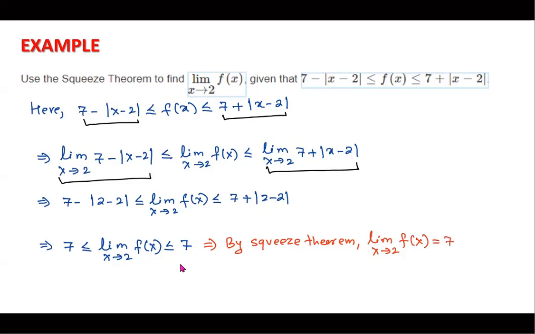So that is how you can apply the squeeze theorem. Remember, to apply the squeeze theorem, you find the limit of the function that is below the squeezed function and the limit of the function that is above the squeezed function. If those two limits are equal, like in this case, where we get 7 and 7, then the limit of the squeezed function is also equal to that limit. So here, by the squeeze theorem, the limit as x approaches 2 of the function is also equal to 7.